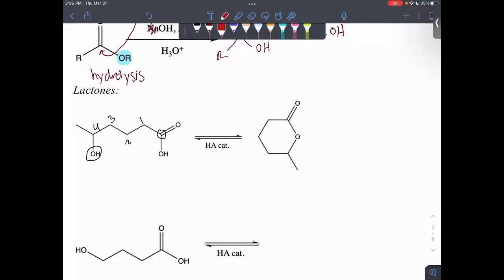So basically, all that happens: carboxylic acid and alcohol are in the same molecule. You give it an acid catalyst, and then this alcohol goes in and attacks the carboxylic acid. That attack forms a ring, and you get a cyclic ester with water as a side product.